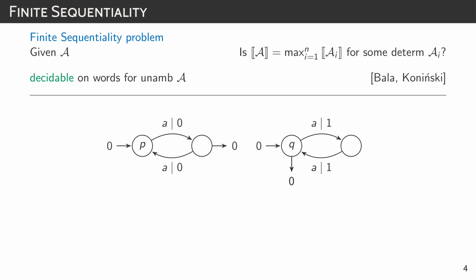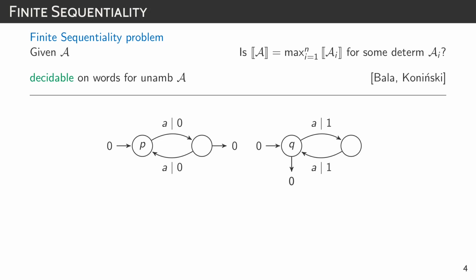Let's consider the automaton from the last slide again. We've seen that this automaton is unambiguous and that it cannot be determinized. However, if we take this left part as one automaton and this right part as another automaton, then these two automata are deterministic. And the pointwise maximum of these two automata is equivalent to the whole automaton. So the behavior of this automaton is finitely sequential. This means in particular that rivals are not a problem for finite sequentiality of unambiguous max plus automata.